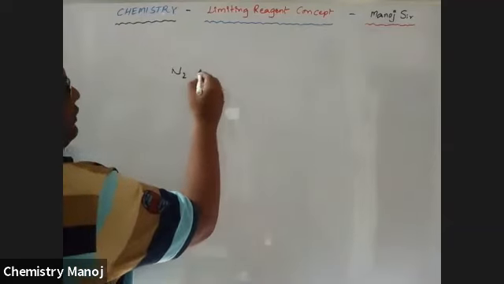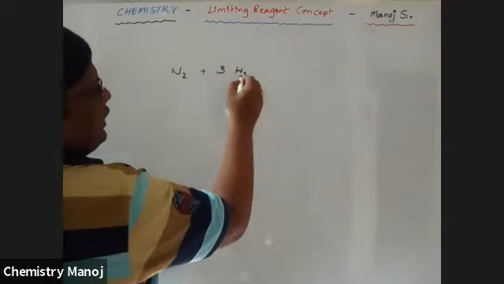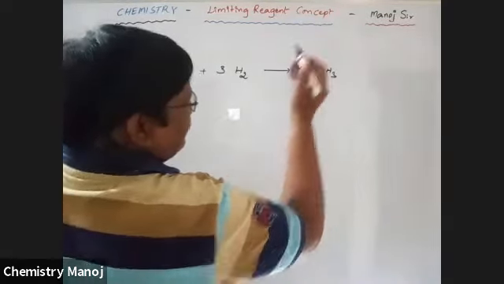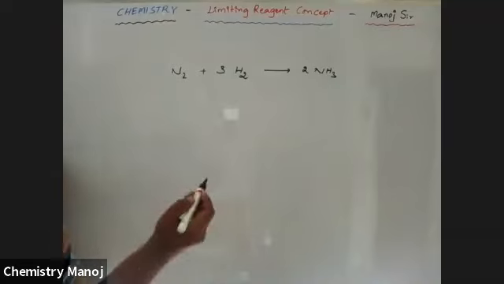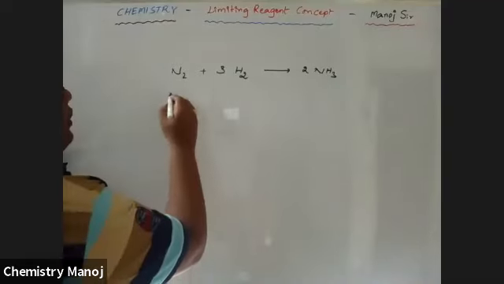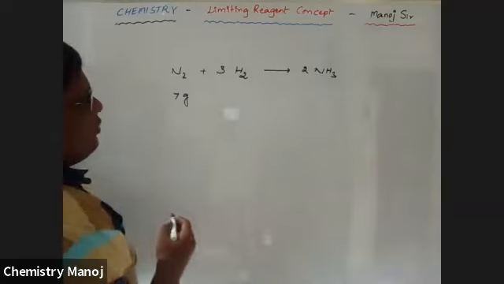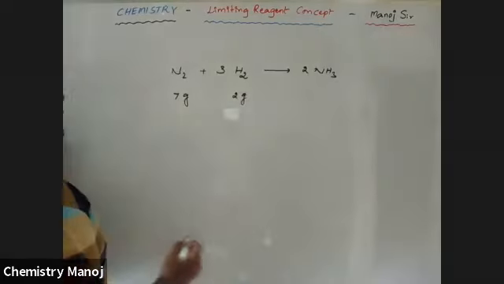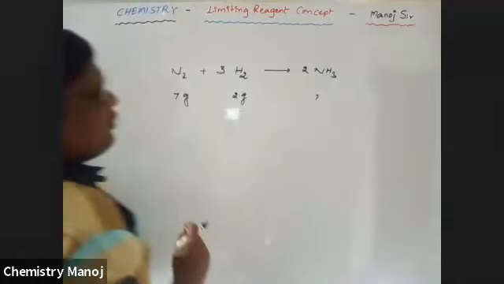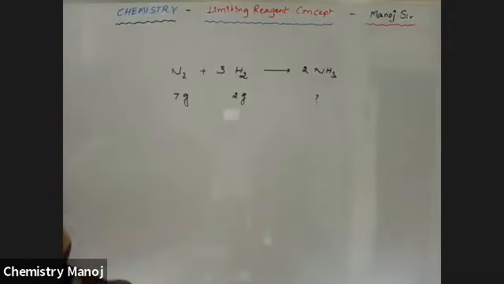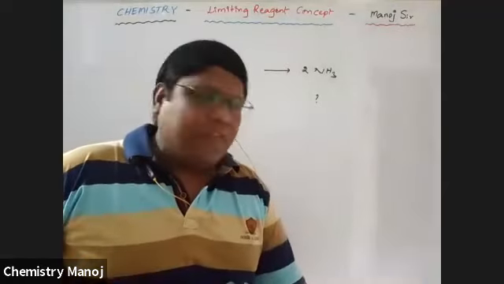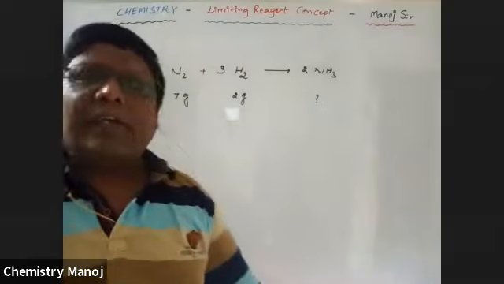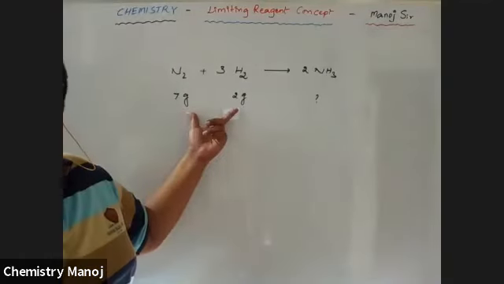Actually, nitrogen reacts with hydrogen: N2 plus 3H2 gives 2NH3, ammonia. In your question, 7 grams of nitrogen reacts with 2 grams of hydrogen. How much ammonia will be formed? That is the question. Now identify the limiting reagent among these two, the one which is completely consumed.